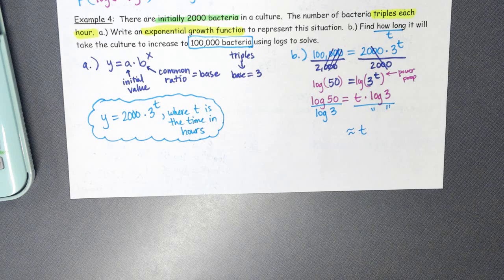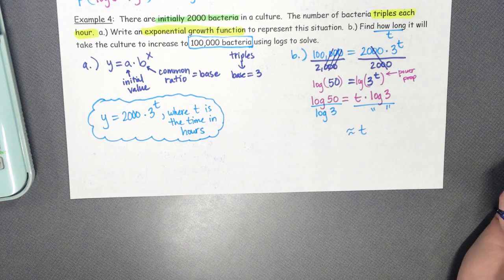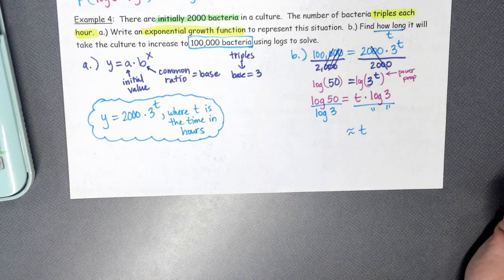Alright, and then sometimes this will ask you what to round to, sometimes it doesn't. If it doesn't tell you what to round to, I'll be pretty lenient on that. On your test, I'll tell you what to round to. So let's round this to the nearest hundredth.